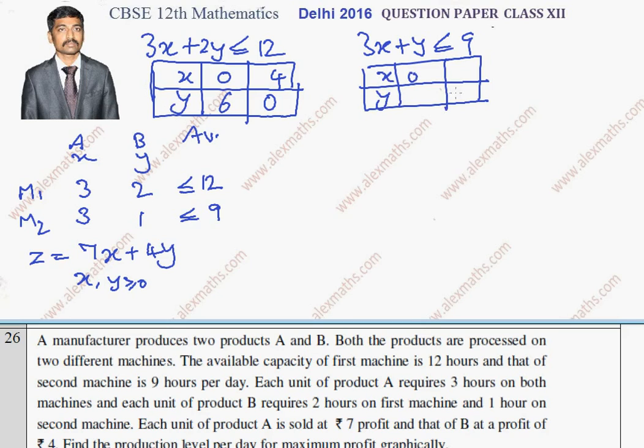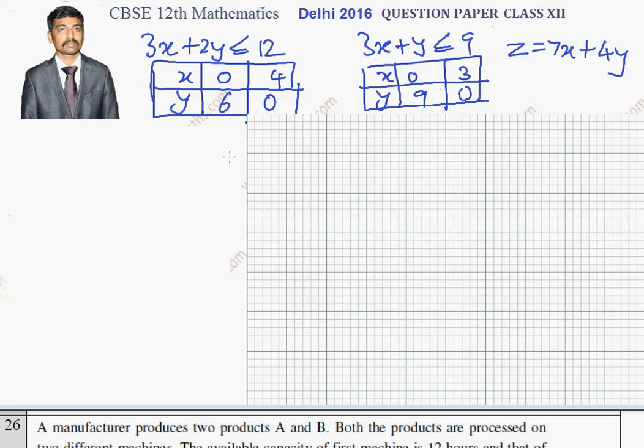X and Y. When X is 0, Y is 9. When Y is 0, X is 3. So these are the points we have to plot in the graph. After plotting it, we have to calculate the Z value, that is, Z is nothing but 7x plus 4y. Now we'll plot the points here. I'll take the x-axis and y-axis.